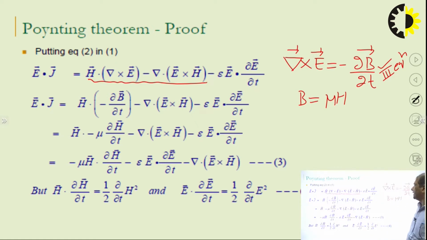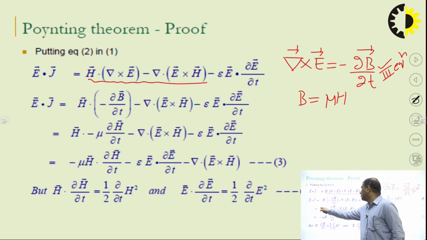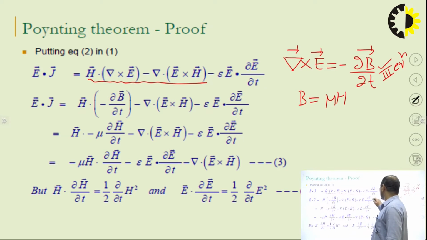Or this can also be written as, we can take this minus mu outside, that is minus mu H dot dH over dt minus epsilon naught E dot dE over dt minus divergence of E cross H, del dot E cross H. So this is the final form. This equation is now known as equation number 3. So basically in equation number 3, what we are getting is that E dot J is equal to minus mu H dot dH by dt minus epsilon E dot dE by dt minus divergence E cross H, that is del dot E cross H.